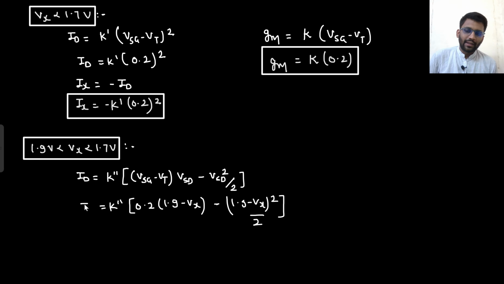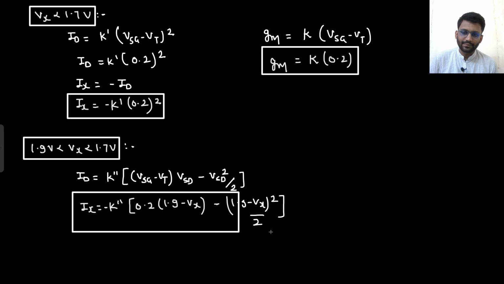Now this is your ID. What will be your Ix? Ix will certainly be the negative of this. That's it. Just the negative of this. This will be your Ix, negative of ID. That's it.